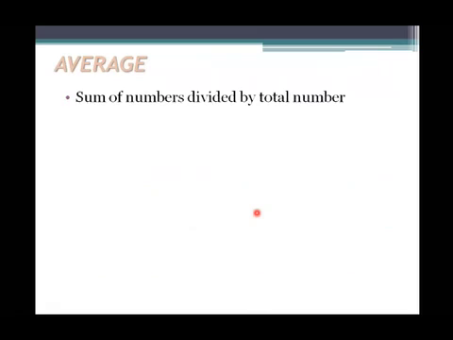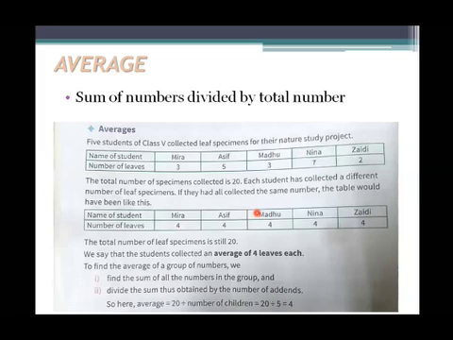Next topic is average. So how will you find the average? If they have given any numbers and ask you to find the average of them, how are you going to find it? See here, first, students of class 5 collected leaf specimens for their nature study project. Meera collected 3 leaves, Asif collected 5 leaves, Madhu collected 3 leaves, Naina got 7 and Jaidi got 2 leaves.